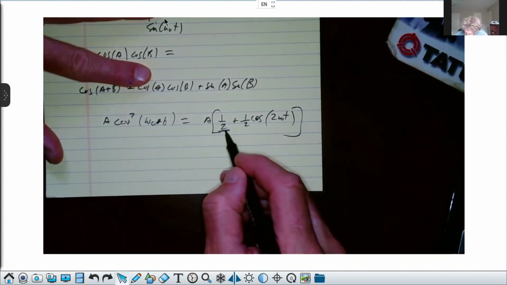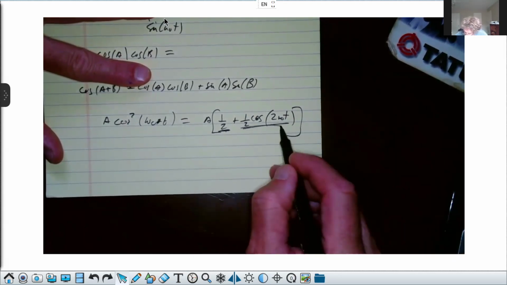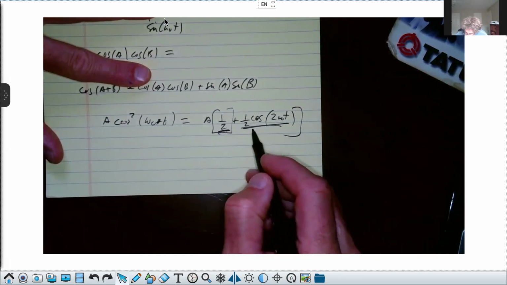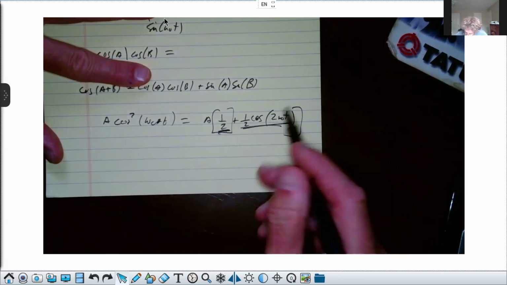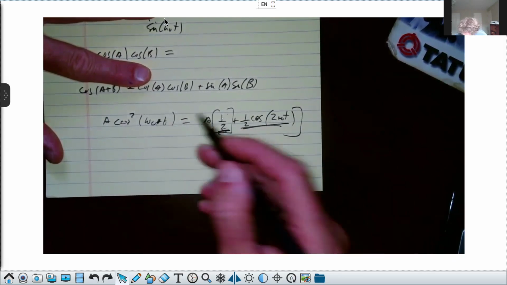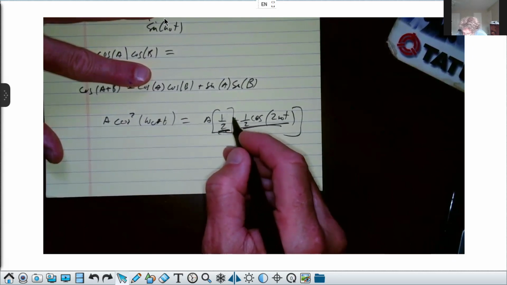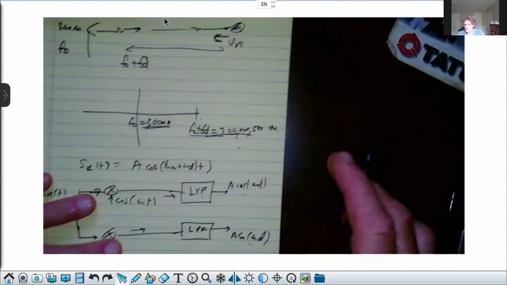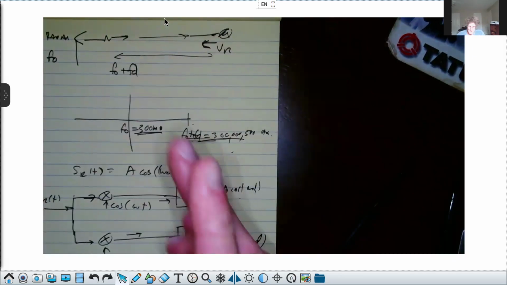This is DC. This is very low. This is very high frequency. When you put a low pass filter, you get this. But more than that, you'll also get the cosine of omega d there, and you'll be able to get the Doppler shift. I'll have to do this in class.